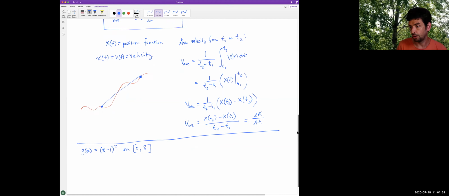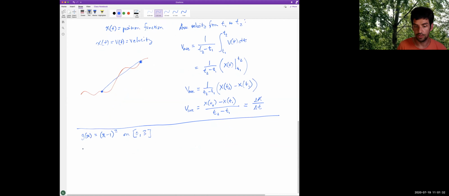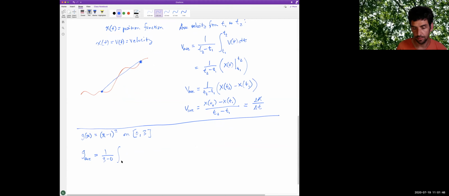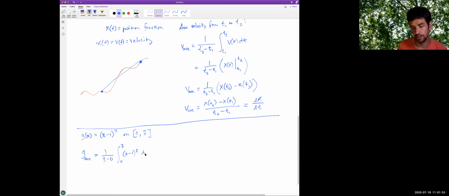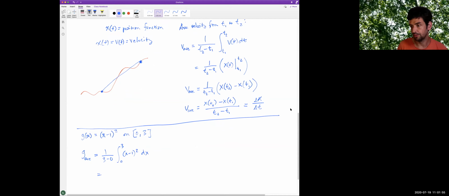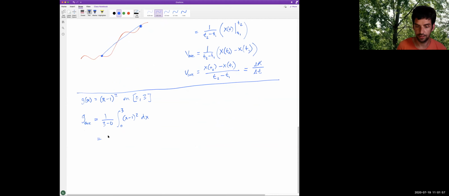Okay, so the average velocity on this interval is, oops, I forgot my 1 over 3 minus 0, the b minus a, times the integral from 0 to 3 of (x minus 1) squared dx. We can figure out this antiderivative. It's going to be 1/3 (x minus 1) cubed.